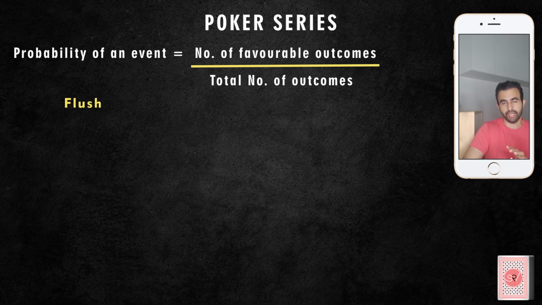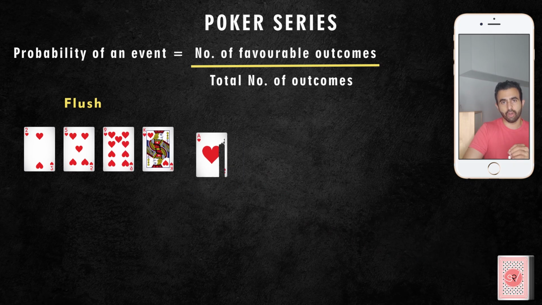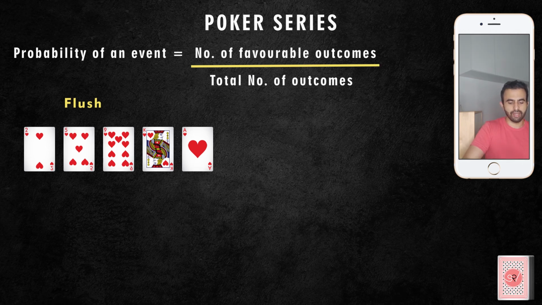I don't know where exactly the word came from, but flush in poker implies that you have five cards that belong to the same suit. So the key here is same suit, right? Five cards belonging to the same suit, right? So for example, you can have random cards here: a one, a five, a nine, a king, and an ace. But if all of them belong to the same suit, you have a flush, right?